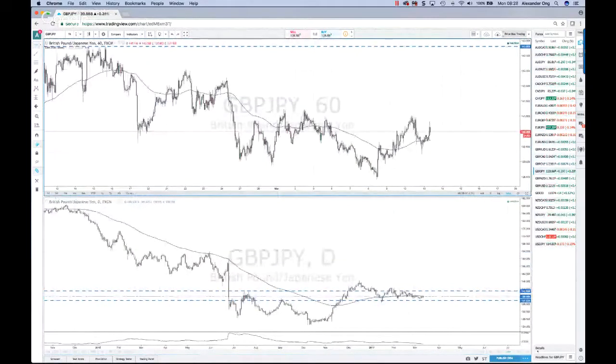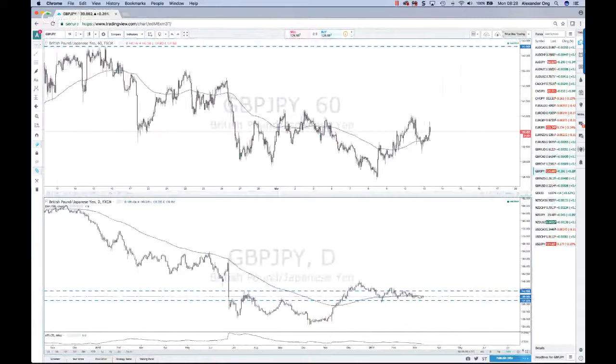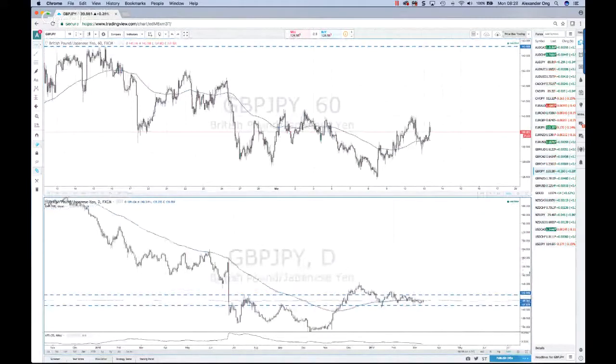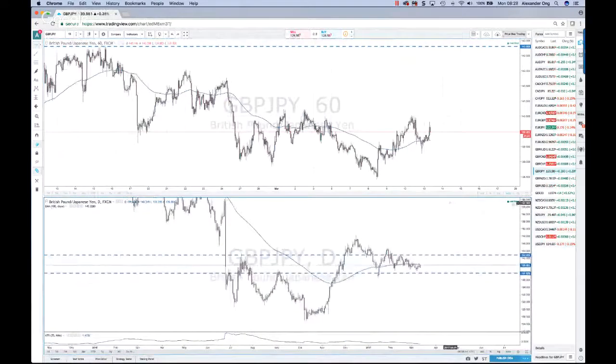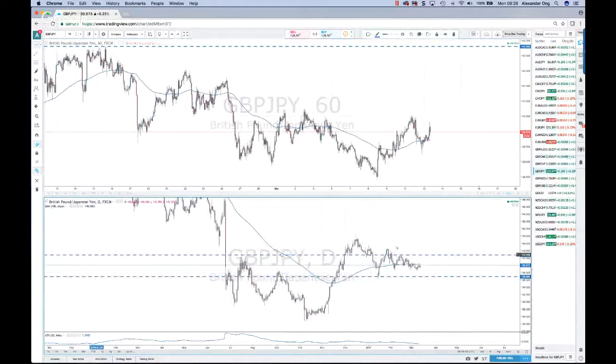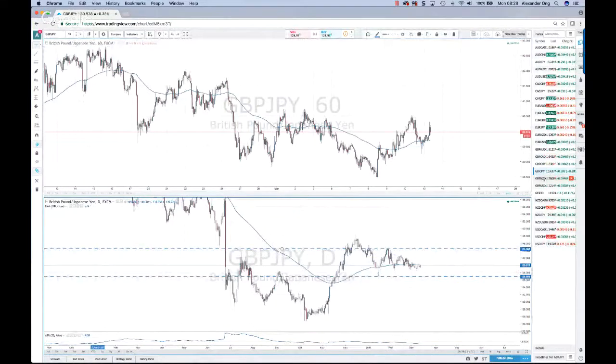Pound Yen, we think this is like the other yen pairs, will eventually go higher, but at the moment it's kind of caught within a range here, and this is no man's land, so there's nothing to trade there.